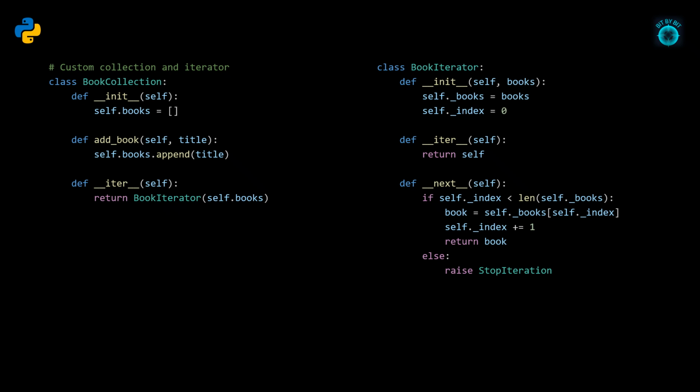The BookIterator class is where the actual traversal happens. It stores the list of books and keeps track of the current position using an index. It defines two special methods, __iter__, which returns itself, and __next__, which returns the next book in the list. If the index reaches the end of the list, it raises StopIteration, which signals that the loop should end.